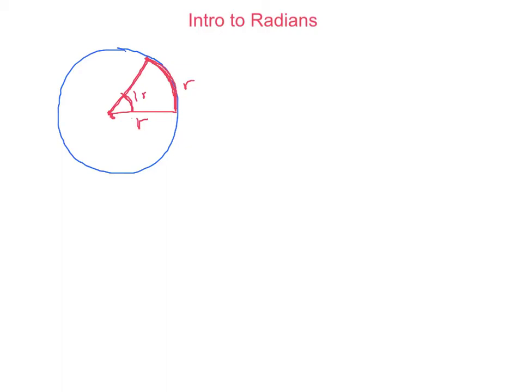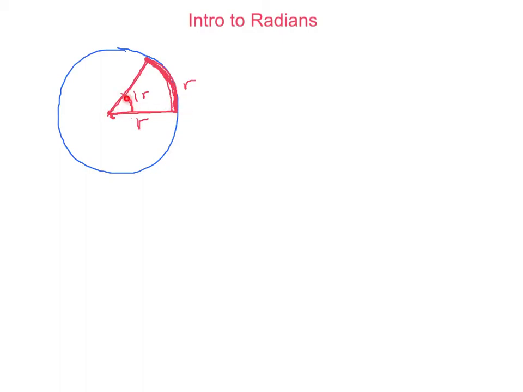So what a radian is, one more time: in a circle, if you cut off an arc that's the same length as the radius, so we're going to cut off this arc, it's the same length as the radius, the angle that's formed is a radian.